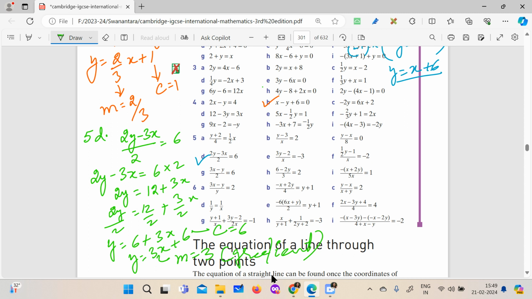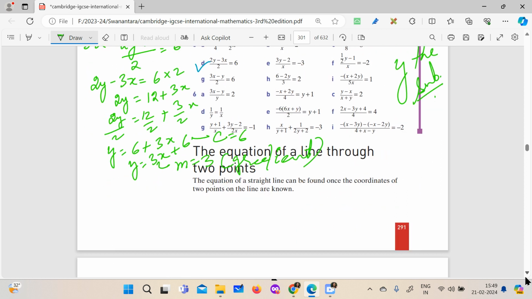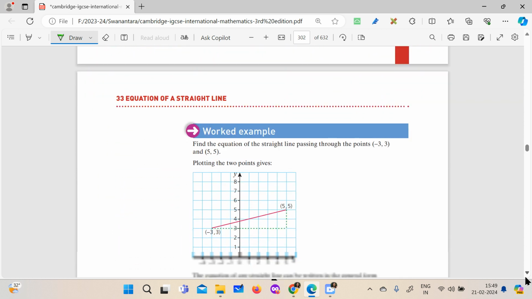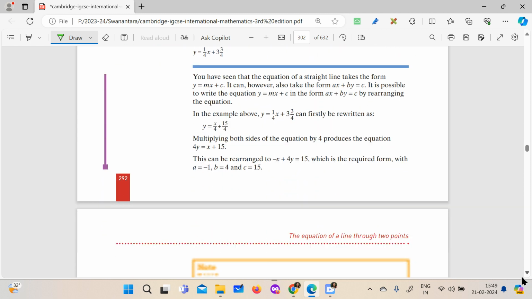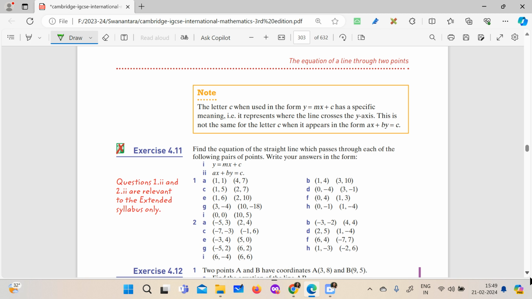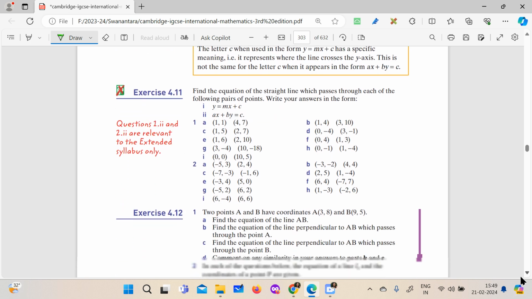This whole exercise depends on how good you are at algebra. You have to make y the subject very carefully, and then you have to figure out your coefficient of x, that is m, and the constant, that will be c. This much is clear to you? Yes, miss.